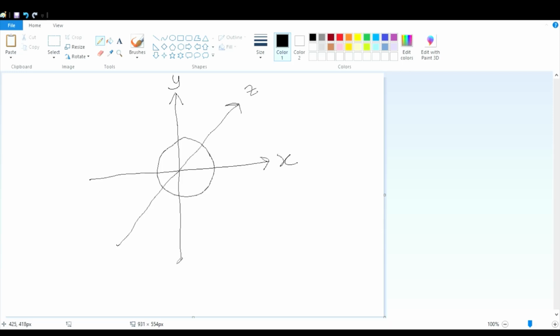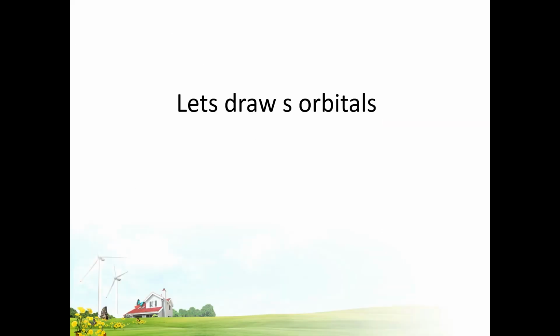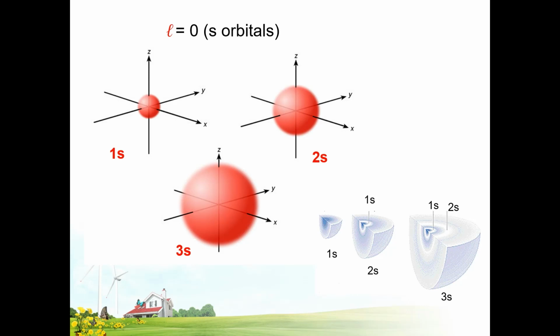Okay. And then we need to label the shape. What is the n? Is it 1? Is it 2? If it's 2, then we label this as 2s orbital. As you can see, 1s orbital is smaller than 2s orbital. And if you have n equals 3, the s orbital would be even larger.